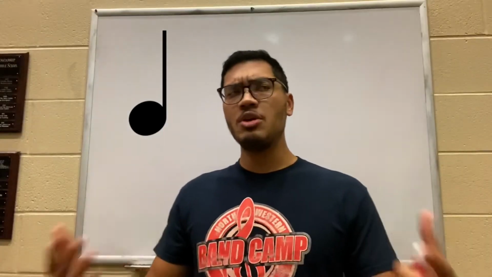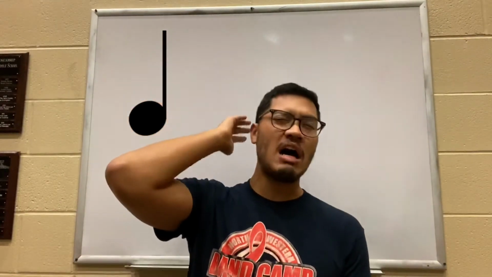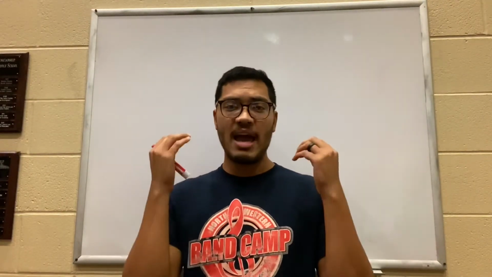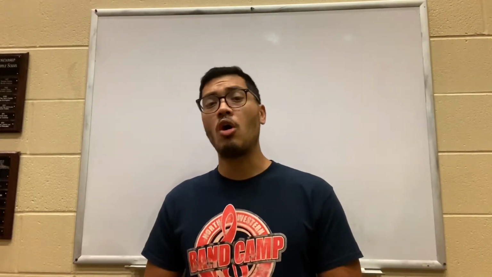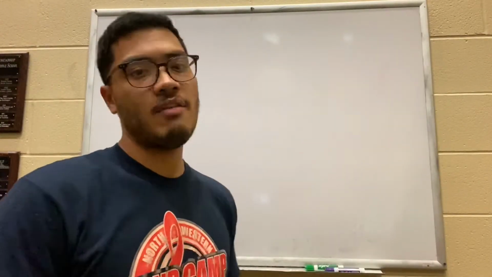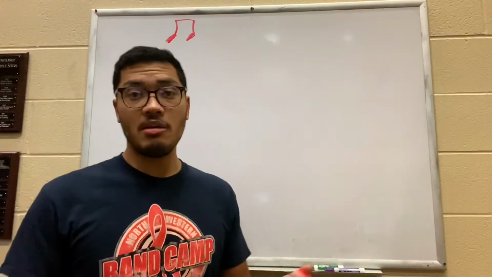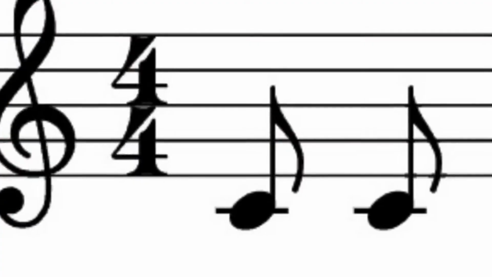So after we do that, what if we want to cut that quarter note in half? How many beats of music is that new note going to get? It's going to get half a beat of music. So we cut the quarter note in half, and now we have half a beat of music. This half a beat of music is called our eighth note. So this is what a pair of eighth notes look like. And this is what they look like separated.